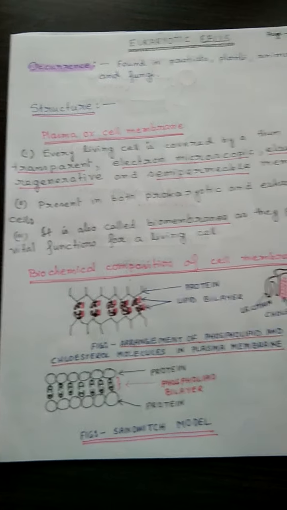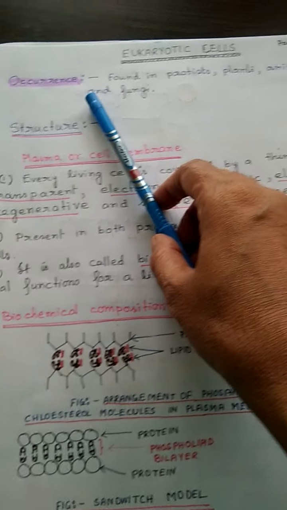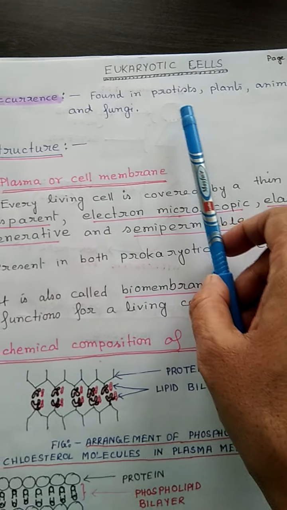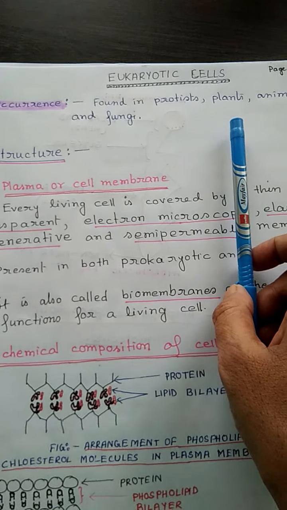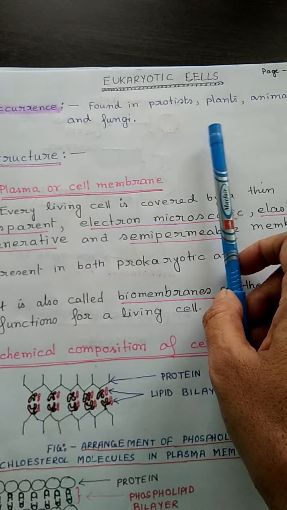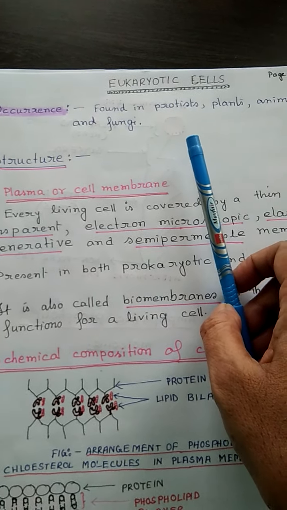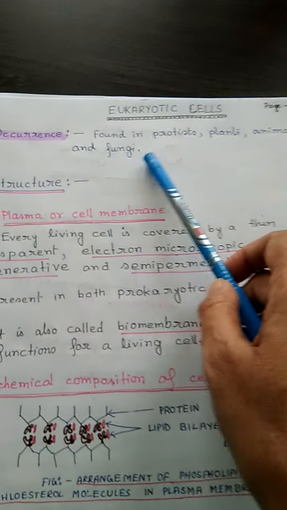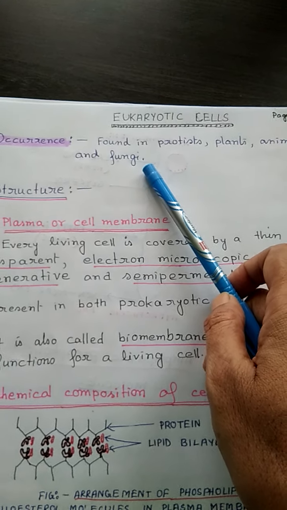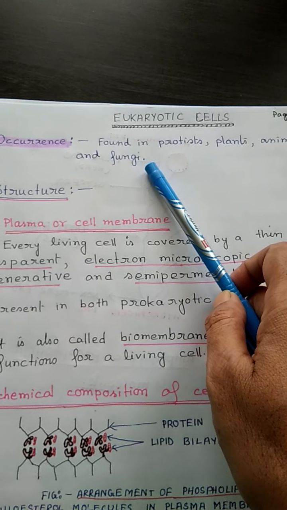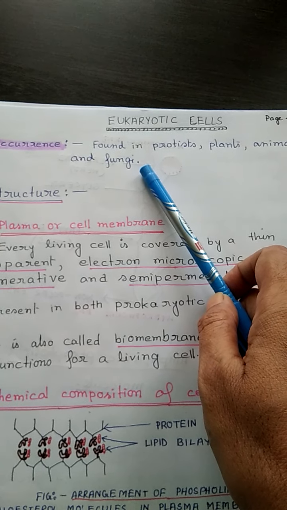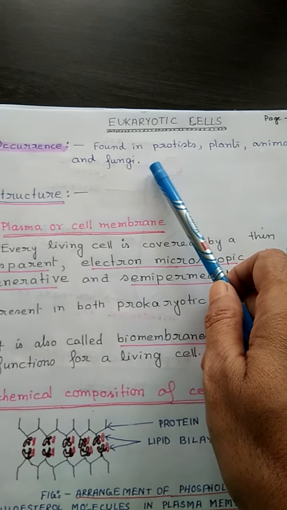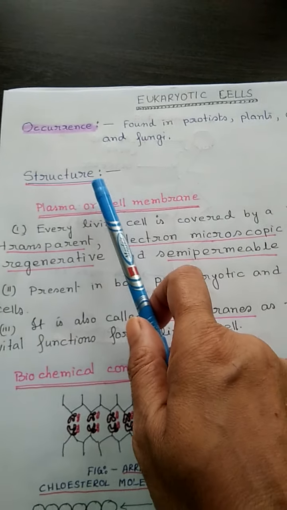In the case of the eukaryotic cell, the occurrence is in all the protists, plants and animals. They have this eukaryotic cellular organization, which differs from the prokaryotic cellular organization. The size of the eukaryotic cell varies greatly, in the range of 10 micrometer to 500 micrometer. Okay. Now the next one is structure.